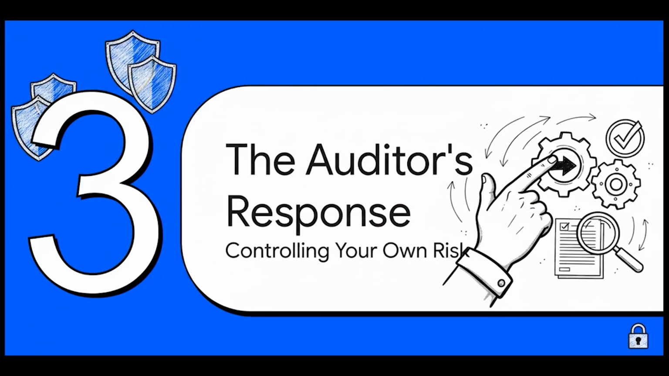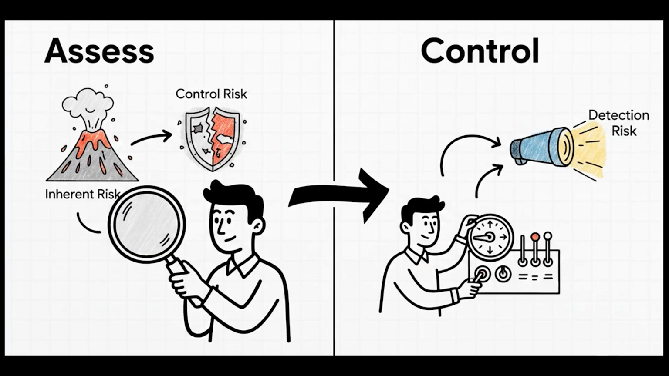All right, so the auditor has assessed the client's inherent risk and their control risk. But remember, they can't change those things. This brings us to the final piece of the puzzle, and from the auditor's point of view, it's the most important one. It's the one component they can actually control. This slide just sums it up perfectly. On one side, the auditor is like a detective, assessing the client's risk landscape. But on the other side, they become the pilot, actively controlling their own risk, detection risk, by adjusting how they fly the plane, so to speak.